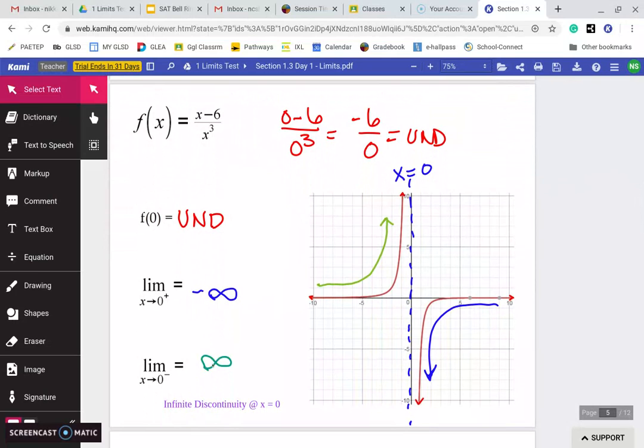Or it's going to be infinite, where one of your limits is infinity. Now, one of your limits could be infinity, and the other one could be a number, like a 4 or something like that, and this one could be infinity. It's still infinite discontinuity. So anytime there's infinity involved, it's infinite discontinuity.